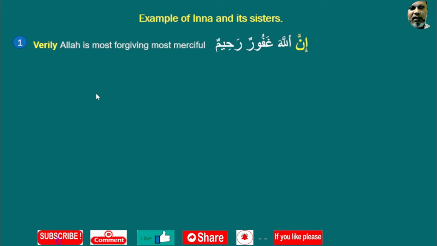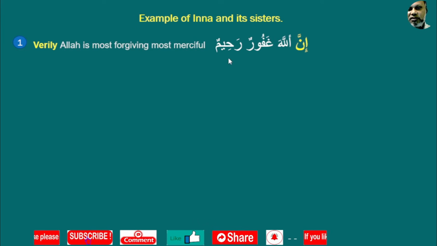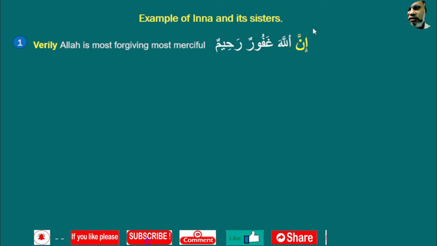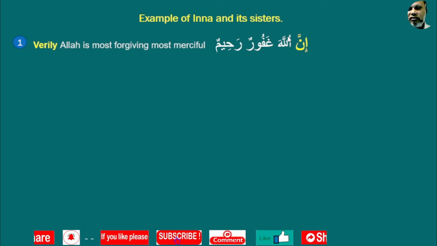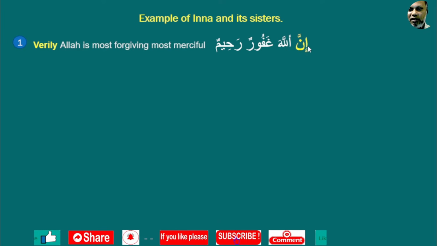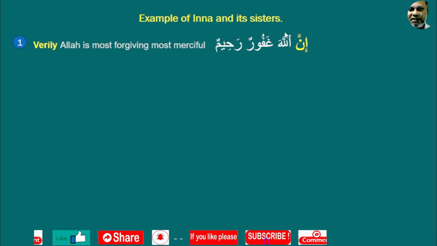Number one, verily Allah is most forgiving, most merciful. Inna Allaha ghafurun rahimun. The inna makes this Allahu into Allaha, because this is a nasab particle, so it will be in the nasab state. Allah.